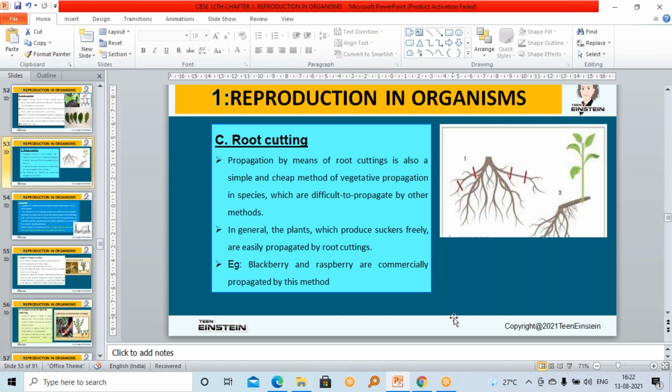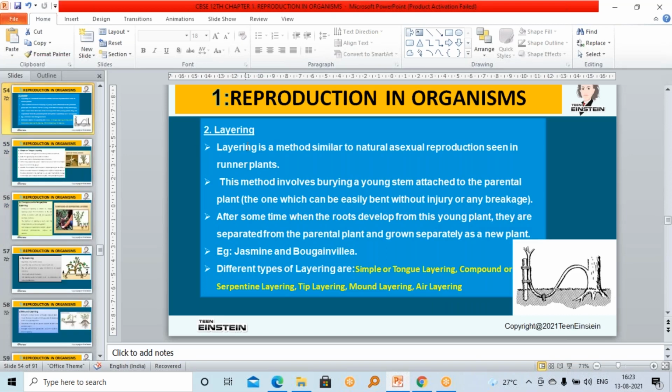So is it clear? That's all about the first method, cutting, which comes under the artificial or horticultural methods of vegetative reproduction. The cutting method, leaf cutting, stem cutting and root cutting, all these three I have explained. Hope it's clear. Next, we are moving to the second method of artificial vegetative reproduction. The second method is layering. This method is similar to the natural asexual reproduction method.